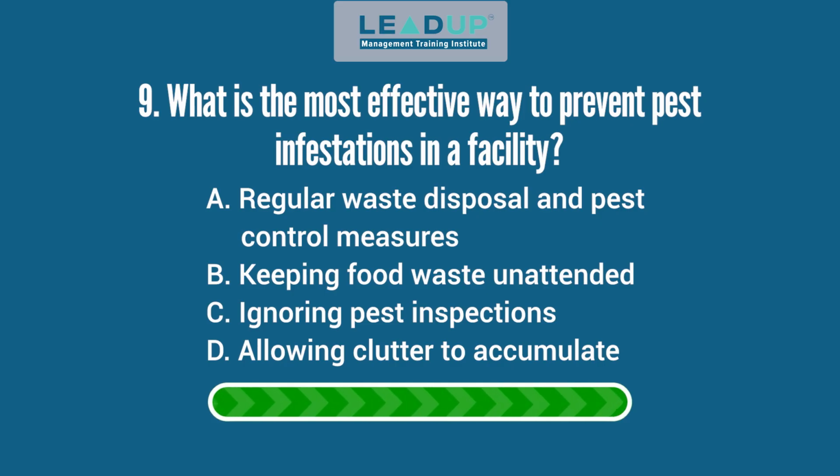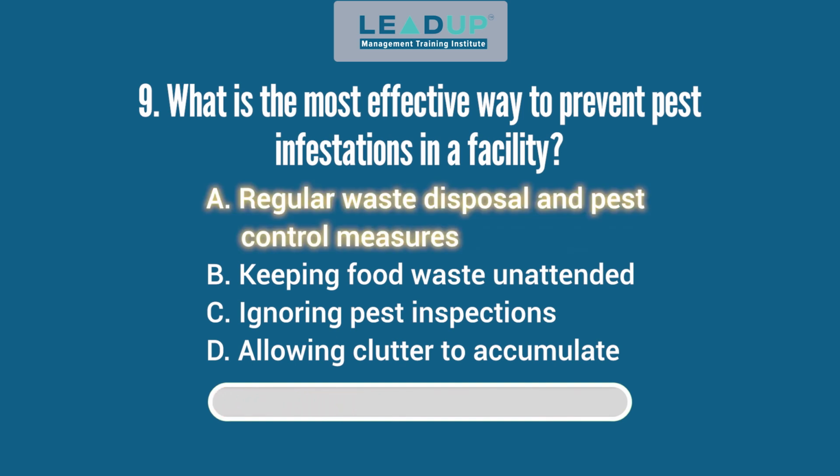Question 9. What is the most effective way to prevent pest infestations in a facility? A. Regular waste disposal and pest control measures. B. Keeping food waste unattended. C. Ignoring pest inspections. And D. Allowing clutter to accumulate. Answer: regular waste disposal and pest control measures.